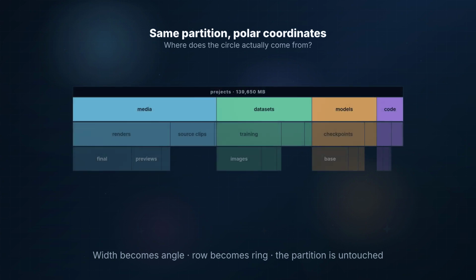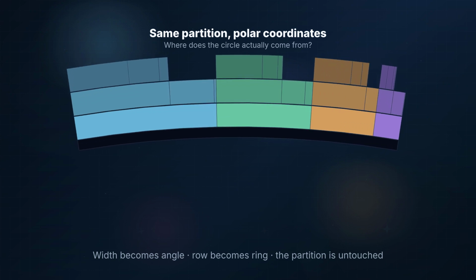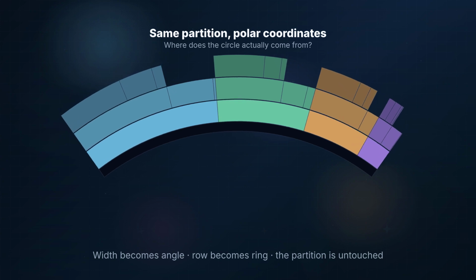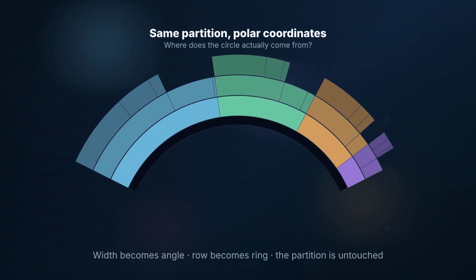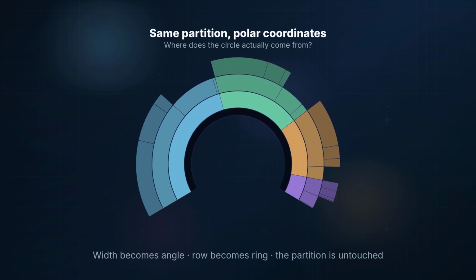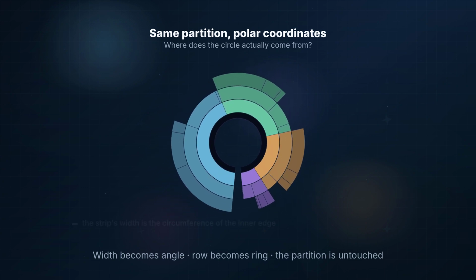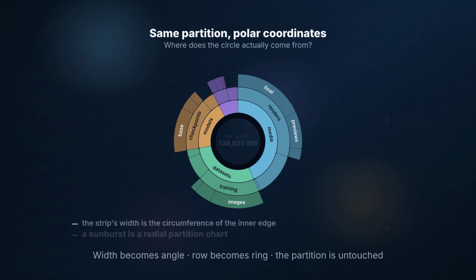Bend that strip until its 2 ends meet. The strip's total width becomes the circumference of the small circle in the middle. Each bar's share of the width becomes the same share of the turn, and each row becomes a ring. Watch as it bends. Nothing is recalculated, nothing is resorted, nothing moves relative to its neighbors. Only the reading of the 2 coordinates changed, which is why the correct name for this chart is a radial partition rather than a ring of pies.